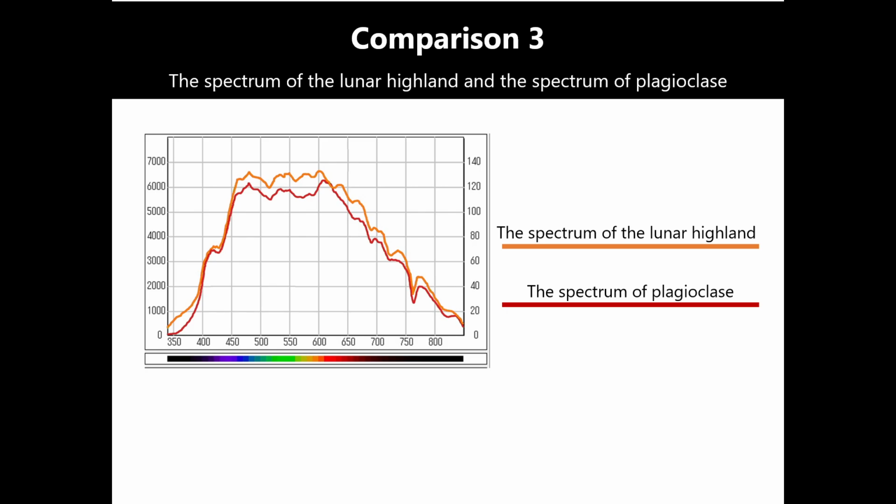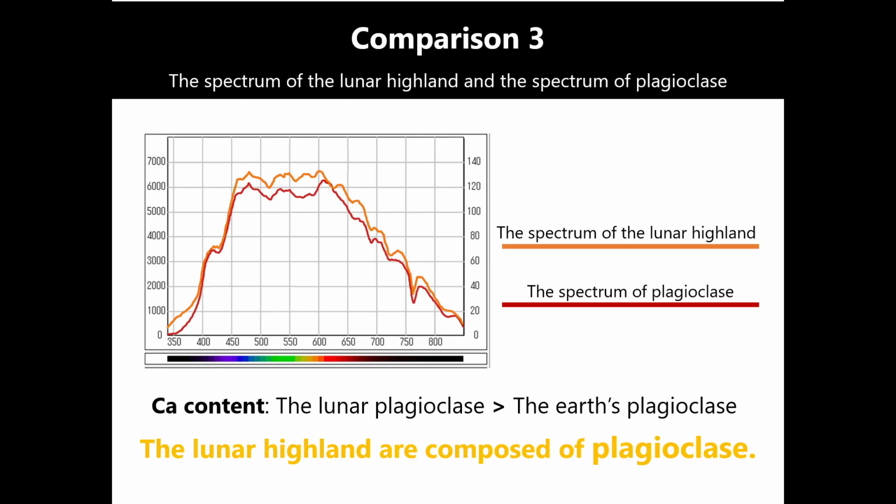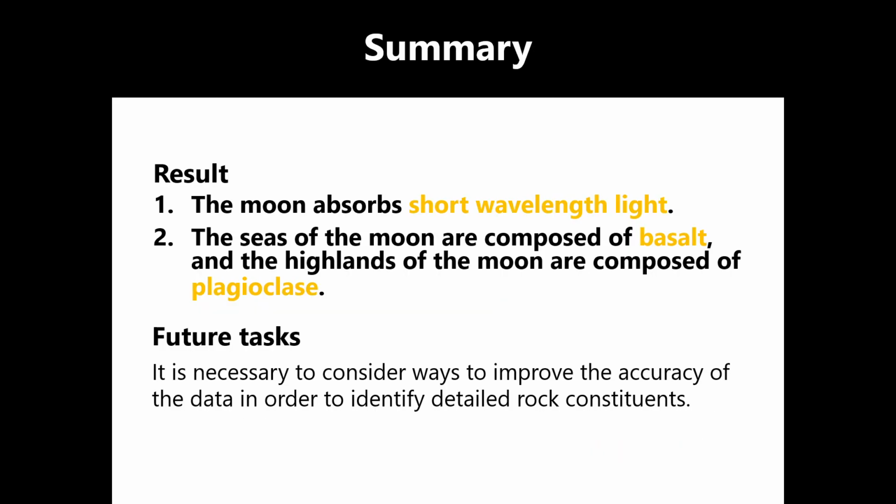The difference in the graph is thought to have been caused by a slight difference in the composition of the lunar plagioclase and the Earth's plagioclase. The lunar plagioclase contains more calcium than the Earth's plagioclase. However, due to the high similarity between the two graphs, the lunar highlands are thought to be composed of plagioclase.